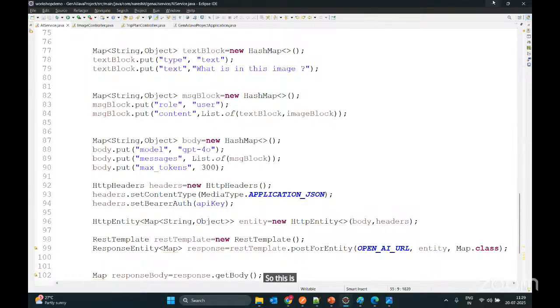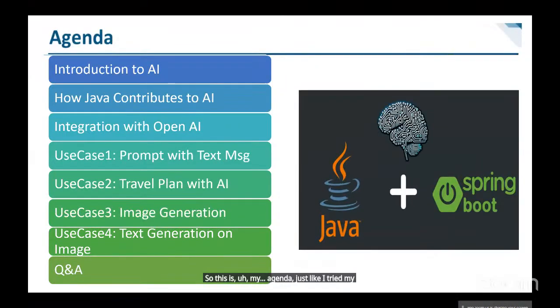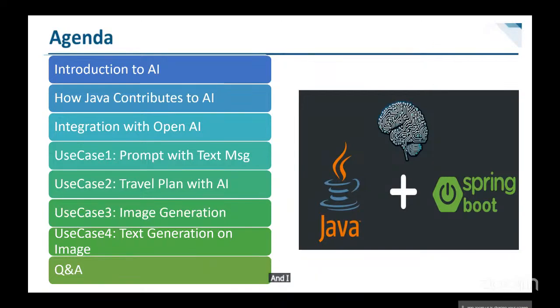So this is my agenda. I tried my level best, guys. What exactly did I cover? Introduction to OpenAI, how Java is contributing, what you can do as a Java developer, and how to integrate with OpenAI. I gave a prompt with a text message, like a joke on a software engineer, and I gave a travel plan itinerary. When I gave a text, it generated an image. When there is an image, it generates a text. So this is what I covered.